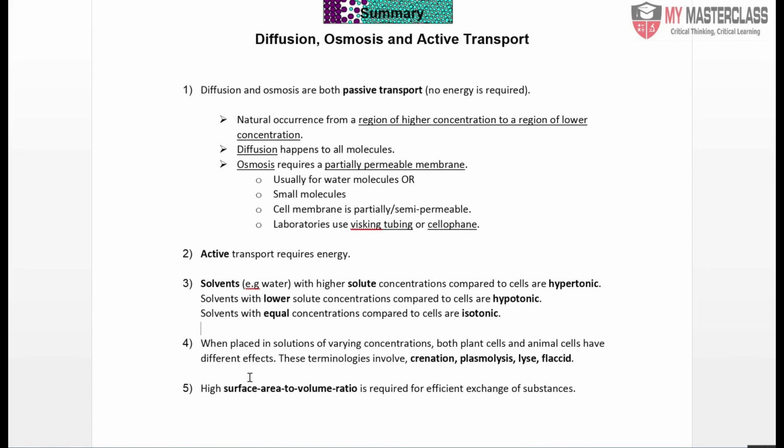Okay, now last but not least, why do you need a high surface area to volume ratio? It is to enable efficient exchange of substances. Okay, now take note that this is just a very brief overview or brief summary of the entire topic. So areas like hypertonic, hypotonic, and the conditions as well as the terminologies, you will still have to look at the entire video and assess the notes themselves.